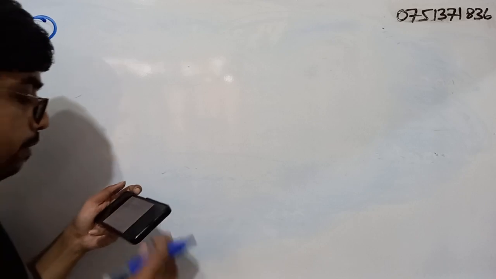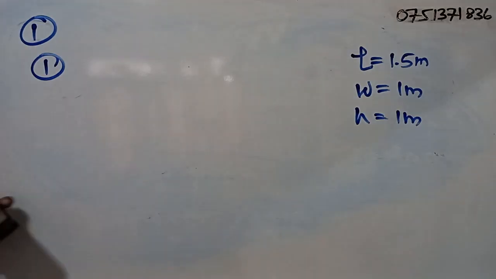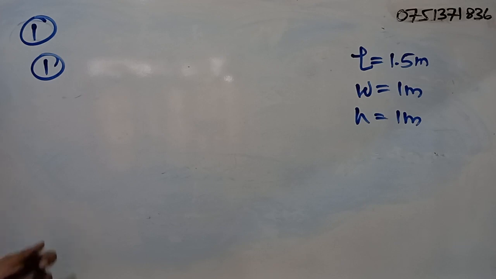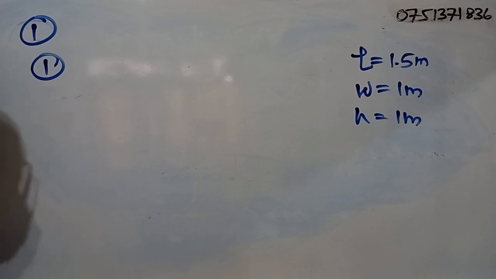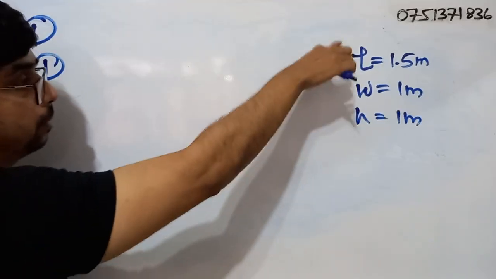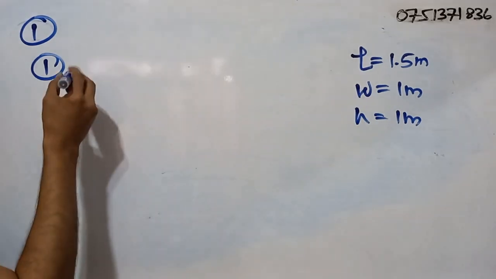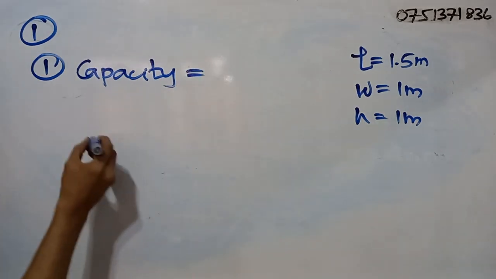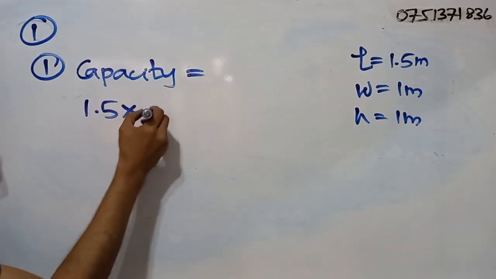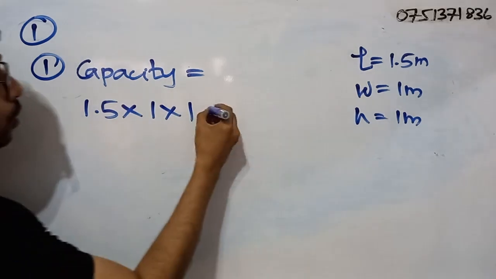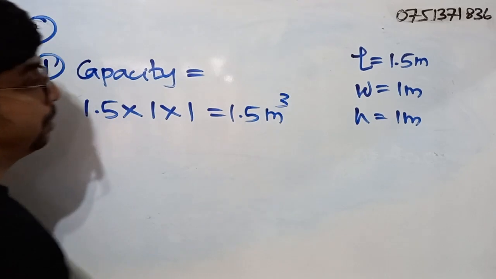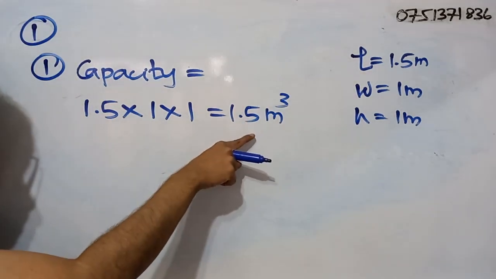Right? So we will write down part 1. So they are asking capacity. Capacity in what? Liters. So what do we have to do? We have to multiply these values, no? So capacity equals to what? 1.5 into 1 into 1. So what do we get? 1.5 cubic meters. This is not the answer.